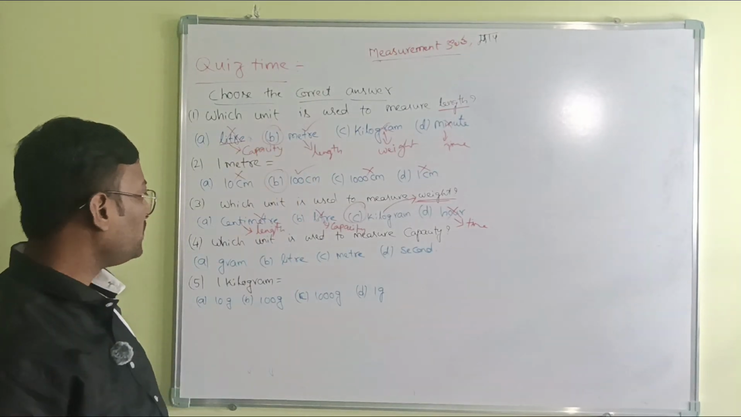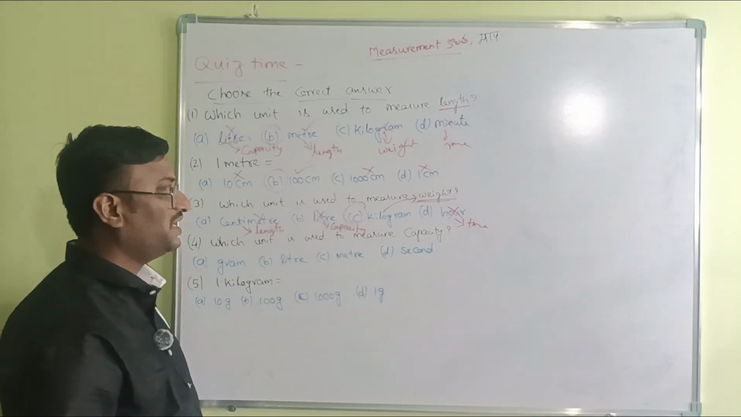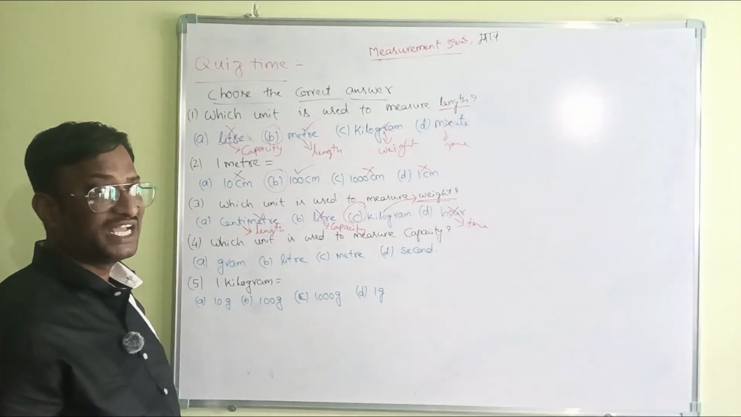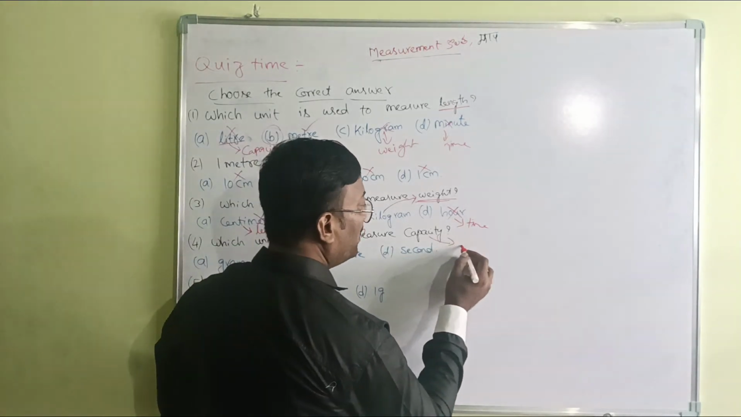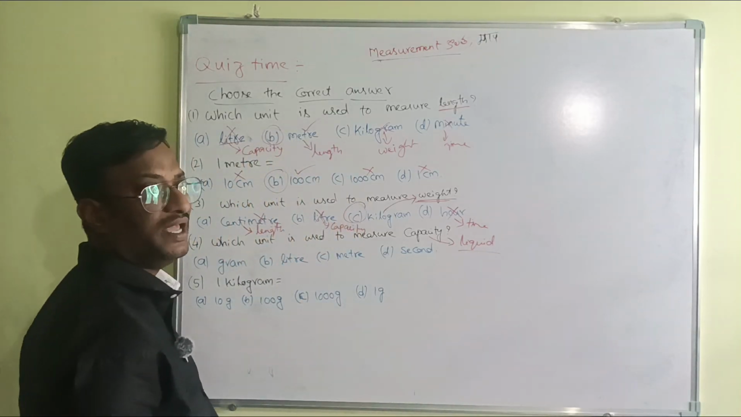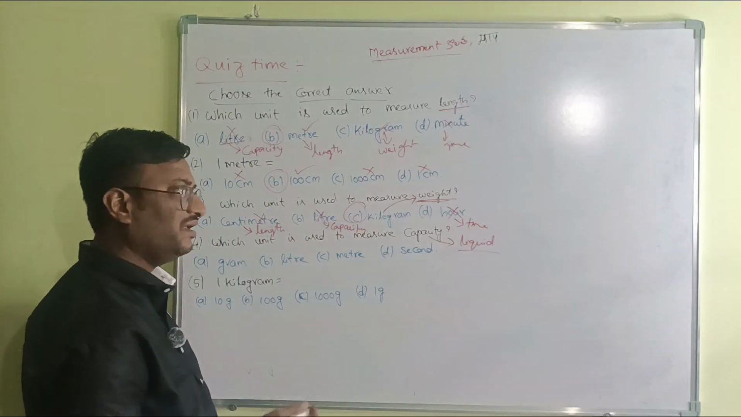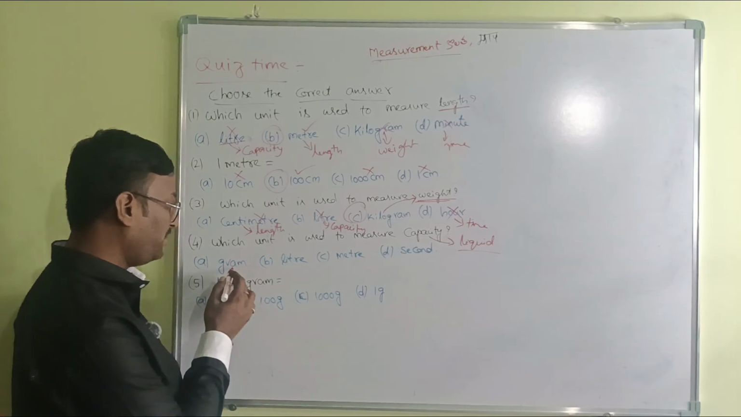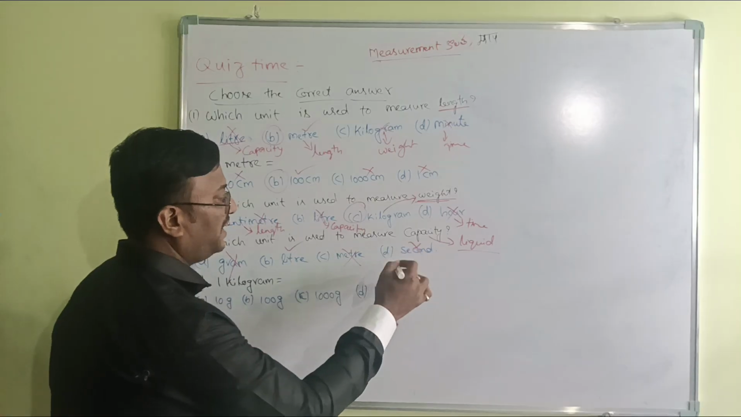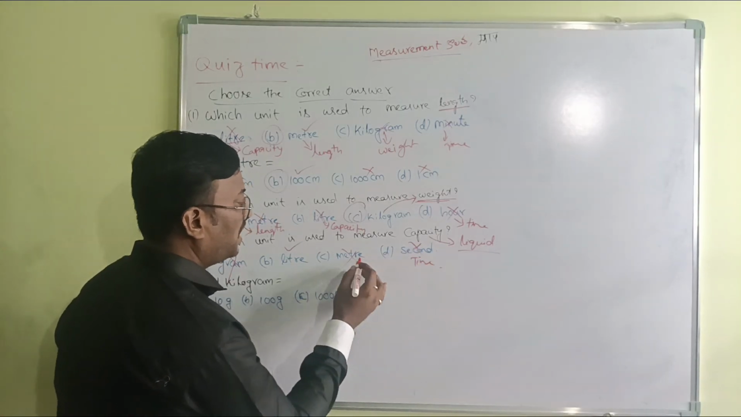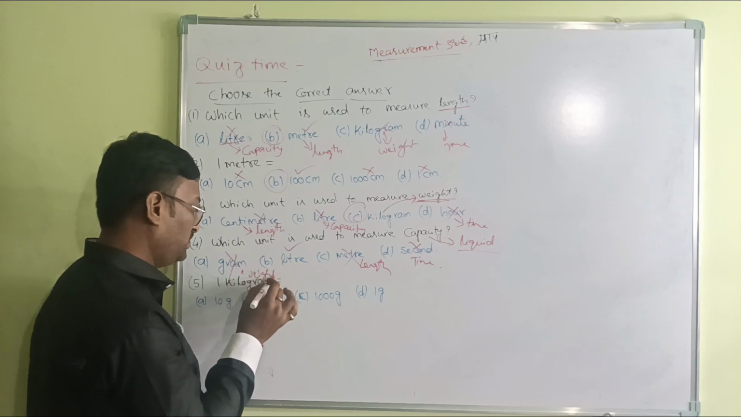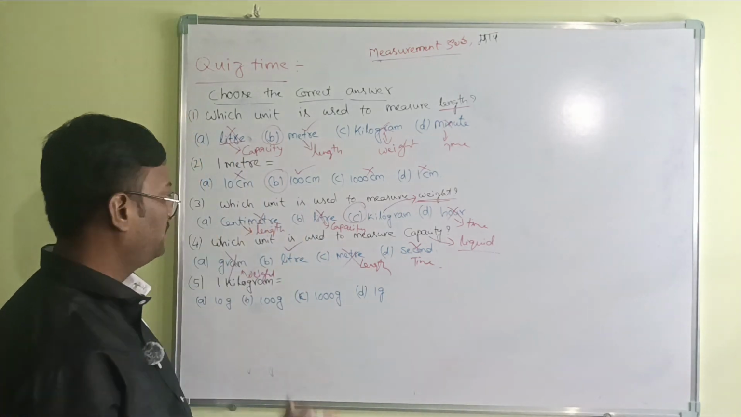Okay. Now, which unit is used to measure capacity? Capacity means in terms of quantity. Liquid को capacity, liquid को measure करेंगे. Liquid को measure करने के लिए इस measurement को क्या कहते हैं? Capacity कहते हैं. Gram, no. Liter is the right option. Meter, no. Second, no. Second is for time. And meter is for length and gram is for weight. So the correct option is liter.